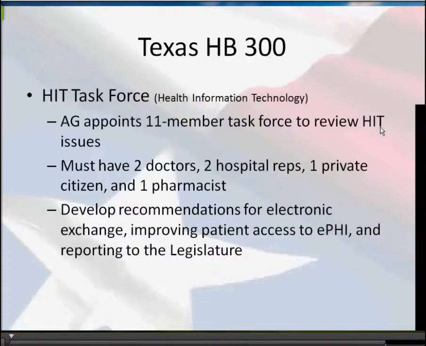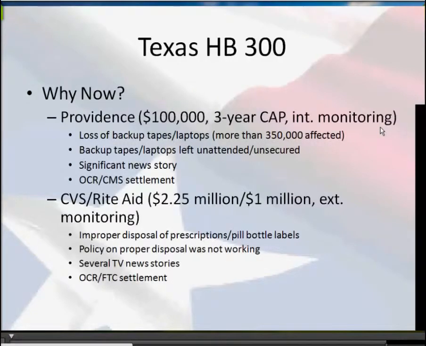Why is this occurring? Why do we have to do this? Well, let's look at some of the breaches that have occurred recently. Providence Hospital was hit with a $100,000 fine and a 3-year CAP and required to do internal monitoring. They lost backup tapes and laptops because they were left unattended, and it affected 350,000 people.